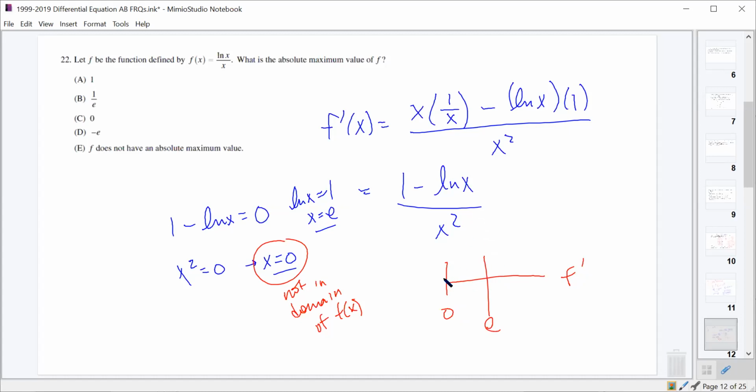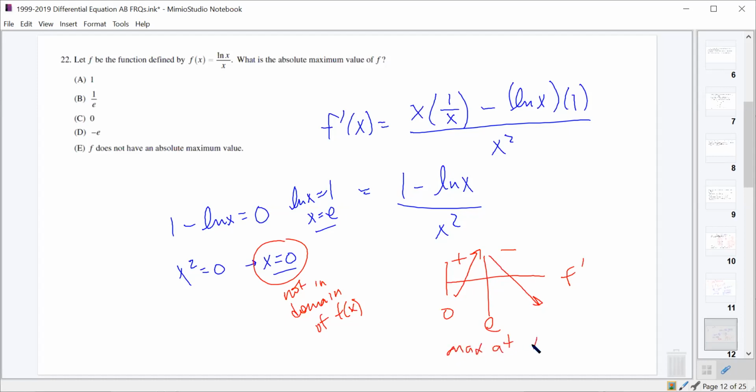So if we plug in something like 1, which is between 0 and e, we get 1 minus ln 1. That's 1 minus 0, so that's positive 1 over 1 squared, positive over positive, which tells us this is positive here, and the function is increasing. And we also need to make sure that it's decreasing after e. So plug in something like a million. Well, the natural log of a million is a lot more than 1. So 1 minus natural log of a million is negative, divided by a positive is negative. So it's decreasing.